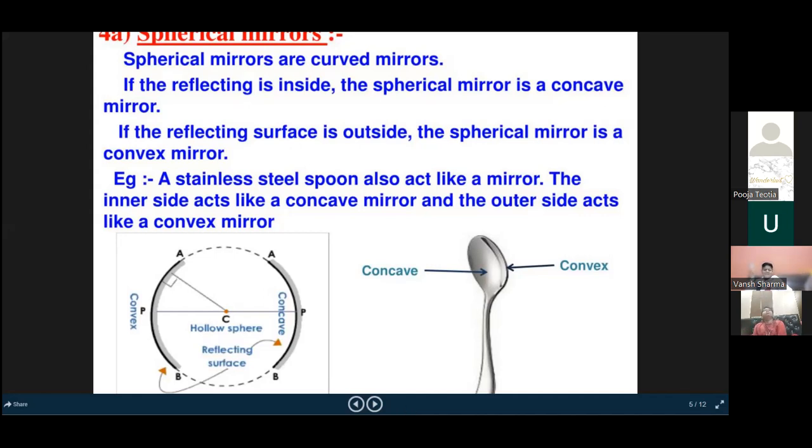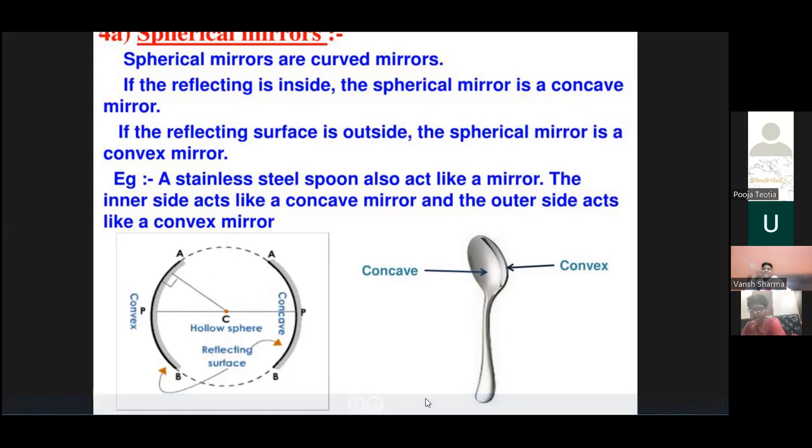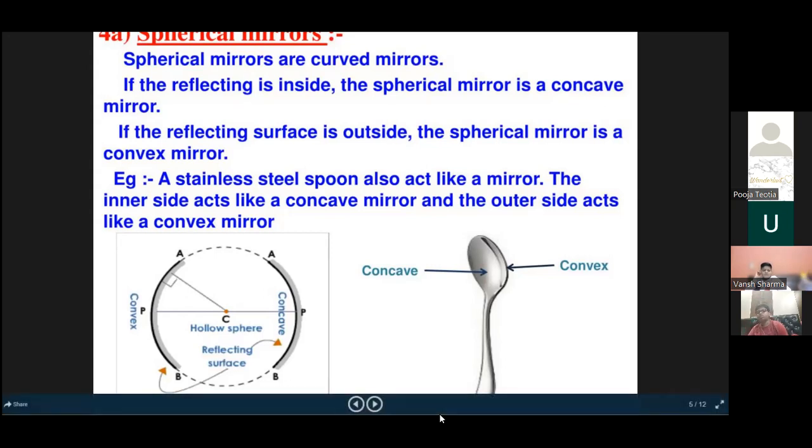Best example, a stainless steel spoon. The inside of the spoon acts as a concave mirror, and the bulging outside of the spoon is a convex mirror. I think it's clear to you. These questions can also come to you in a short form, that the inner side of the spoon, how it is acting, and the outer side of the spoon, how it is acting.